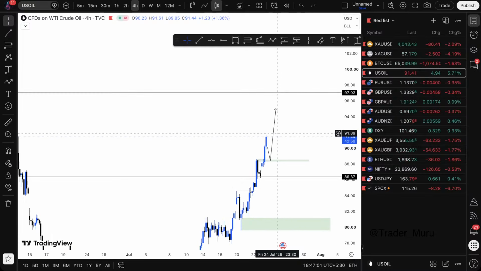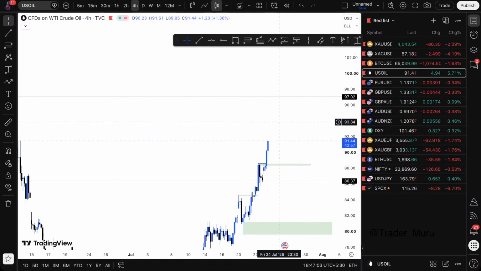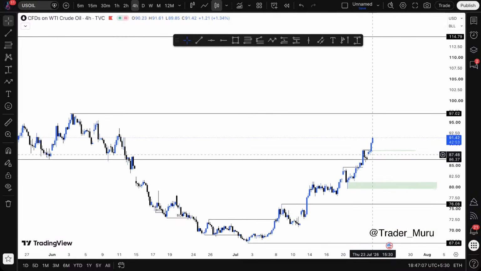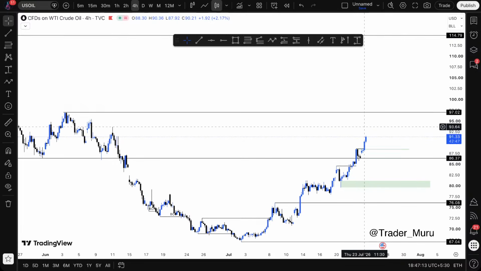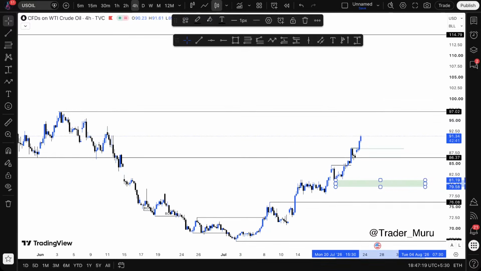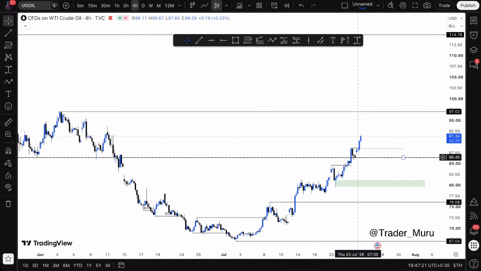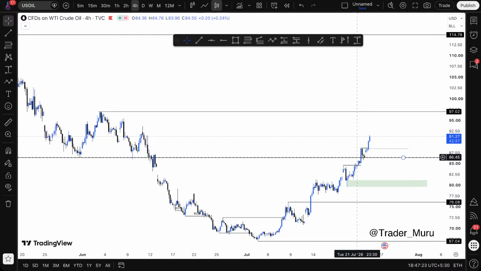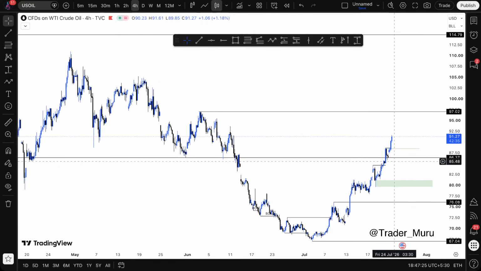Yes, maybe possible 95 first, then a retracement. But in the 4-hour time frame, this is not a retracement. This is not a valid retracement. So if price tests 95 first and then drops, then you have to wait for this green zone, 81 to 79. This area will be less likely to hold.